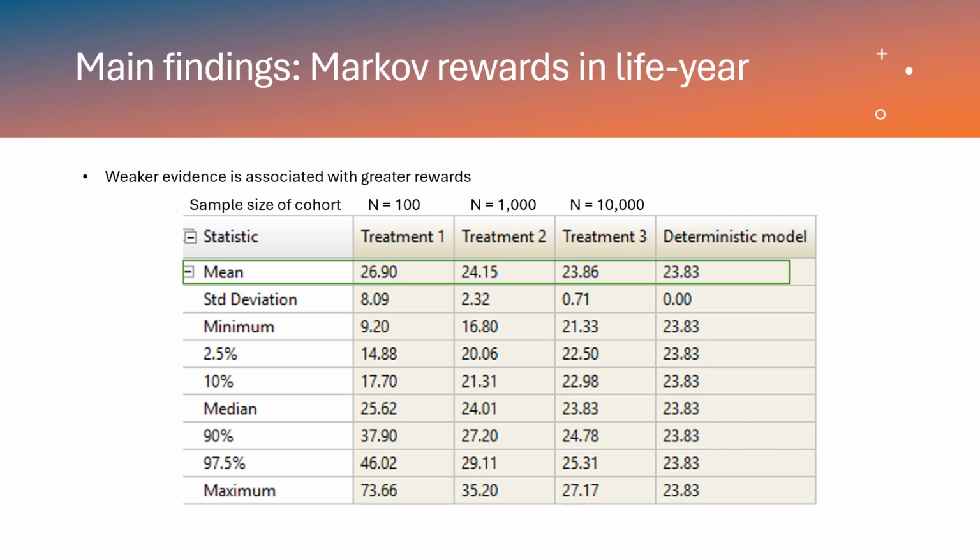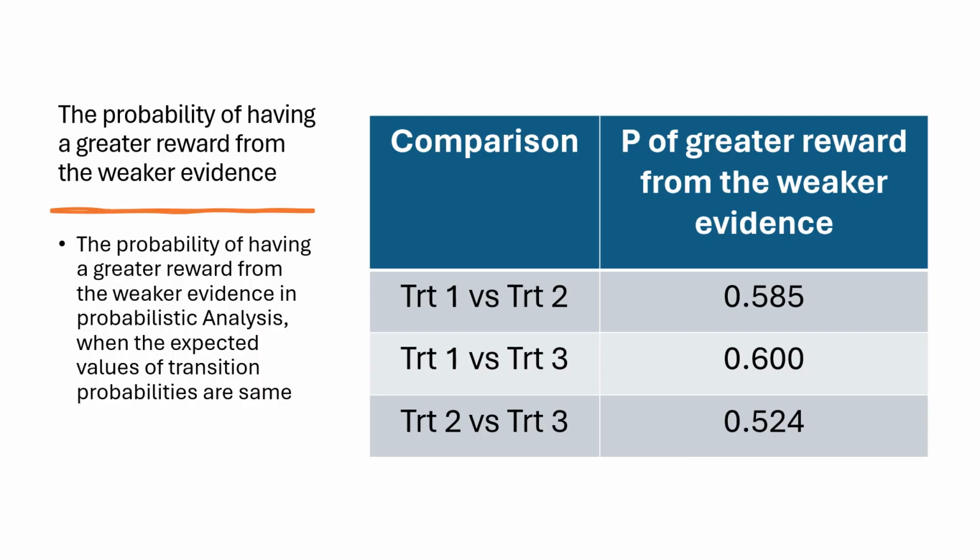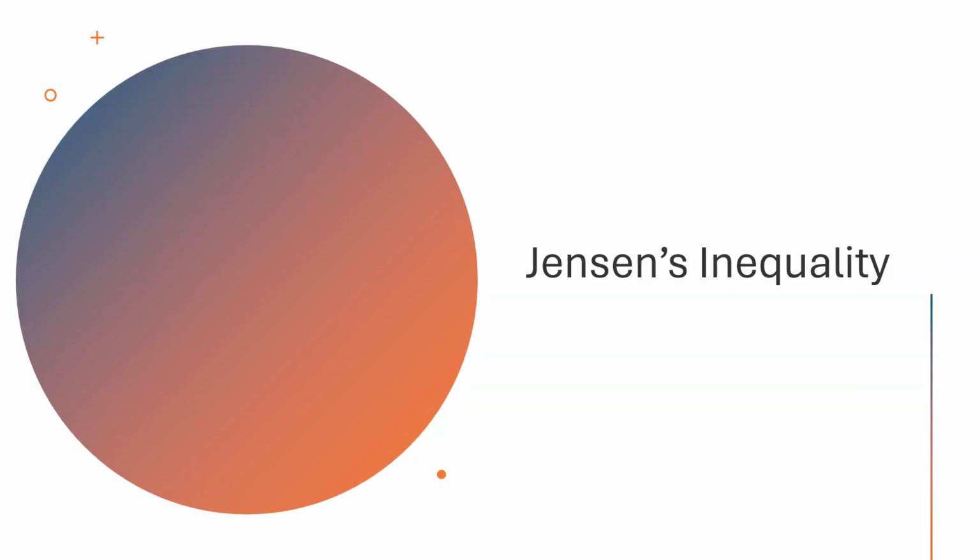The Markov rewards in probabilistic analyses were greater than those in the deterministic analysis. The Markov rewards in life years were greater when the distributions of model inputs are defined from the weaker evidence. When the sample size of evidence was large, such as 10,000 people, the probabilistic analysis and deterministic analysis showed almost the same results. Furthermore, the probability of treatment with weaker evidence having a greater reward was higher than treatment with stronger evidence in the probabilistic analysis. This section, Jensen's inequality, describes the reasons for the above finding.